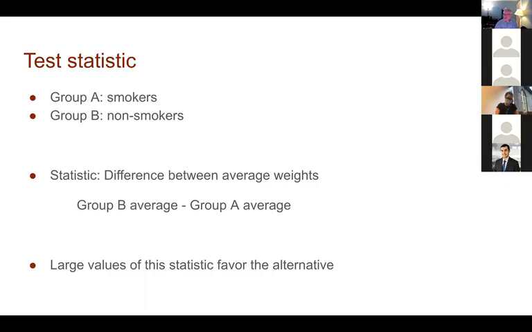Any questions about that? To do this A/B testing, we need to figure out what the groups are, and we need to figure out what the statistic is that we're going to measure. Once we have all that squared away, then we can actually go and do the simulation.